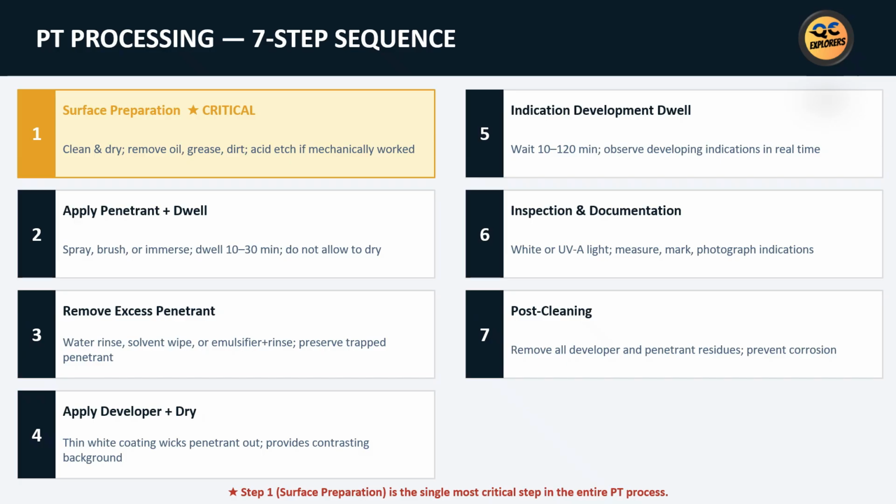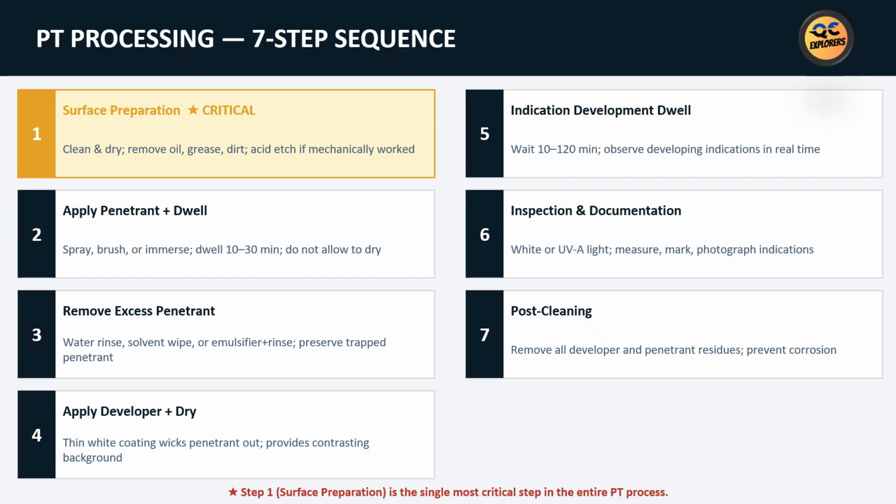Oil, paint, grease, rust, dirt, machining smear, all must be removed properly, and after grinding or machining operations, acid etching may sometimes be required to reopen smeared discontinuities. Now, Step 2, penetrant application and dwell time. The penetrant needs time to enter the discontinuity through capillary action, typically between 10 and 30 minutes. And one important rule: do not allow penetrant to dry, unless specifically permitted by procedure.